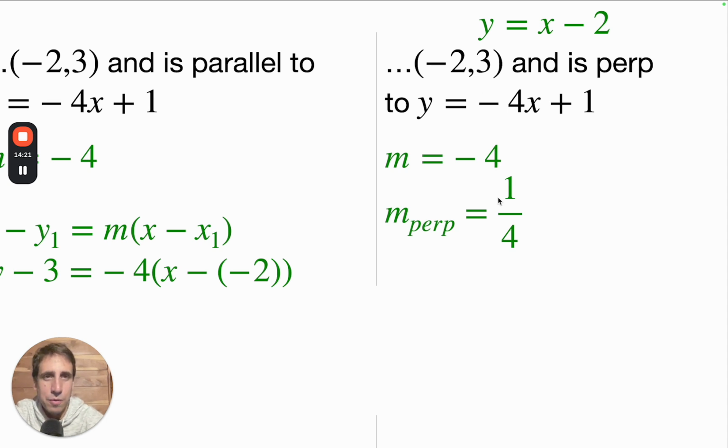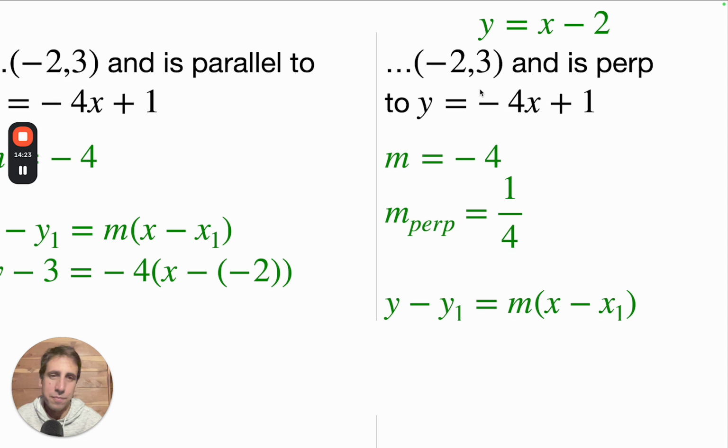I've got a slope. I've got a point. Let's do point slope form. y minus y1 is equal to m times x minus x1. And plug in what we got.